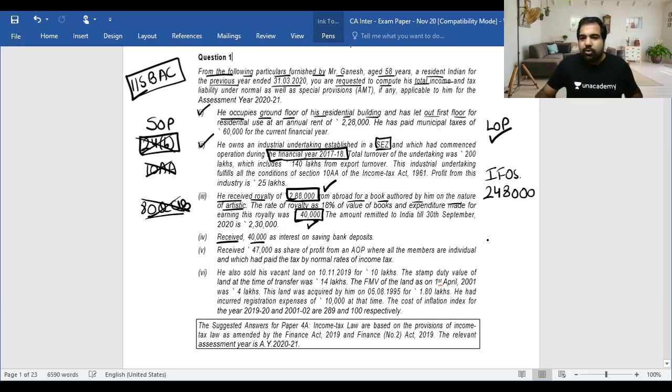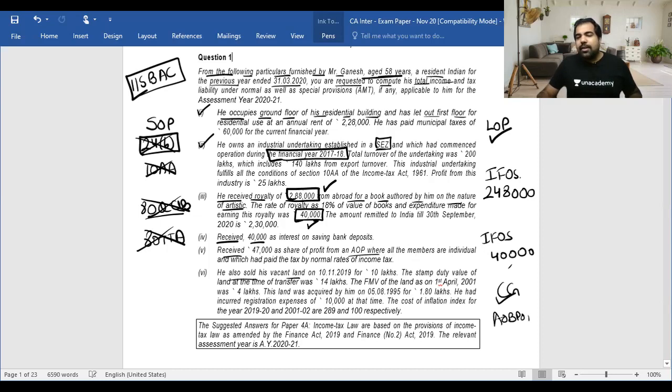Received interest of 40,000. So you will add under IFOS another 40,000 from savings bank interest. But if you remember, guys, there is a section called 80TTA where you get a maximum 10,000 rupee deduction, which he should also get because he's 58 years. If you're 60 or more, then you get 80TTB. But unfortunately, under 115BAC, you will not get this. All right. He sold his vacant land, so no change in capital gain. Capital gain is the same. AOP, BOI, nothing like that. No problem with this.